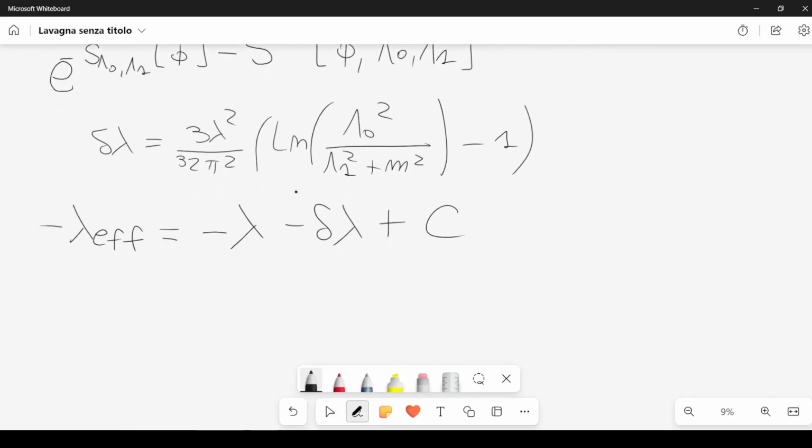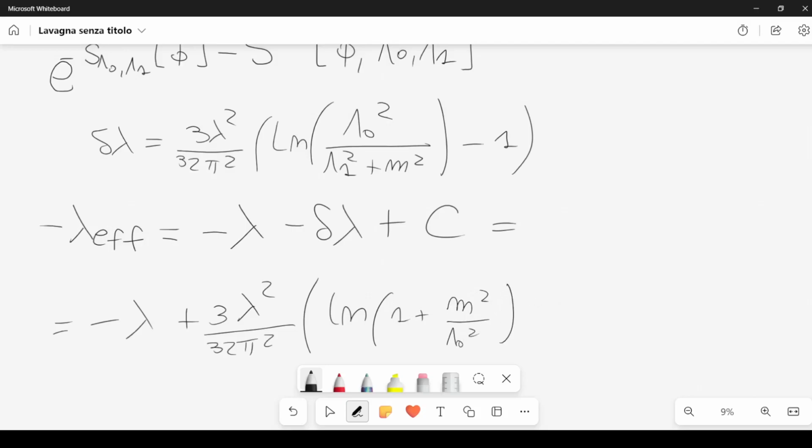Now we have chosen the expression for delta lambda and we have the expression for C. So there is just some algebra to do, and you can do the algebra. In particular, if you do the algebra, you get minus lambda plus 3 lambda squared divided by 32 pi squared, then we have natural log of 1 plus m squared divided by lambda 0 squared, minus lambda 1 squared divided by m squared plus lambda 1 squared, plus m squared divided by m squared plus lambda 0 squared.